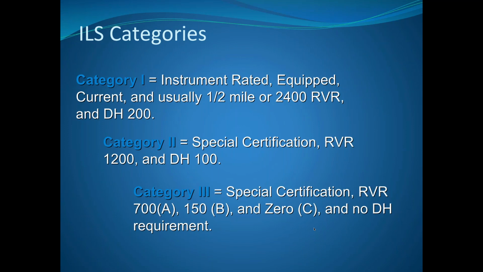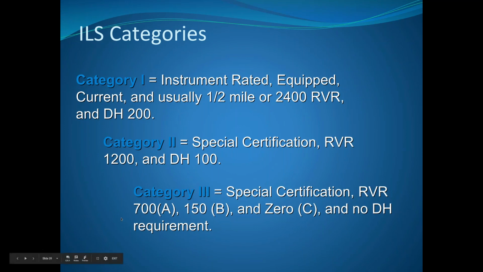Most of your mainline carriers like Delta, United, American, they're approved for these category 3 minimums. But your aircraft has to be equipped with the special equipment. Not only does your pilot have to be certified to do the approach, but your aircraft also has to have the correct equipment to do those approaches.